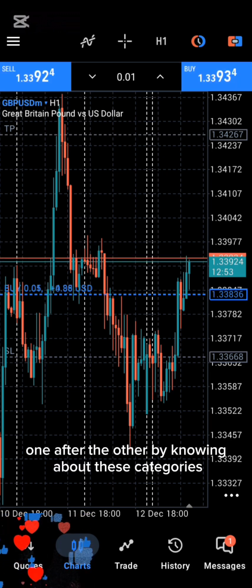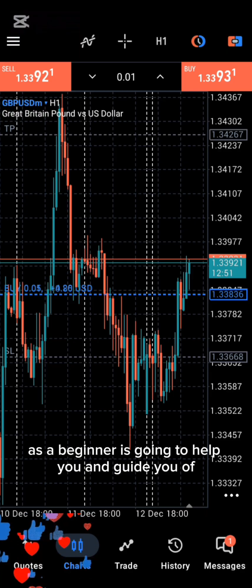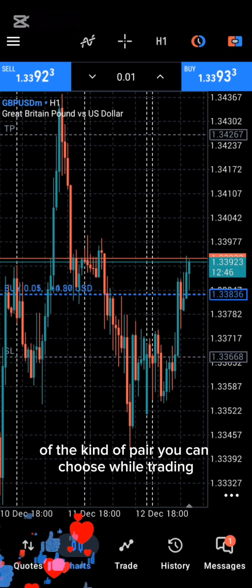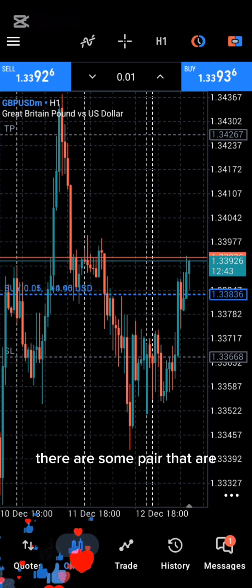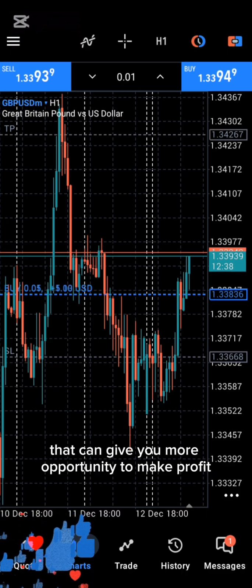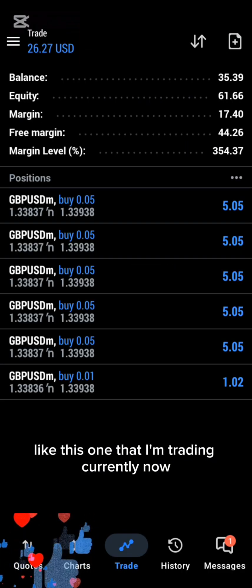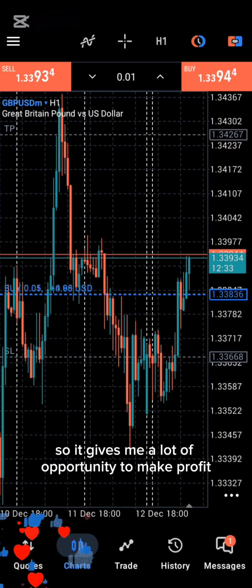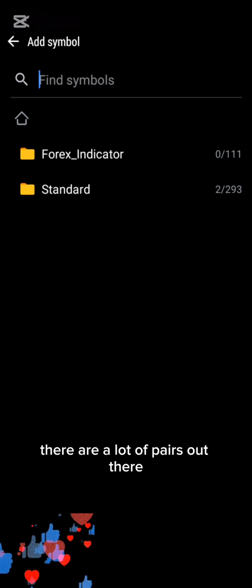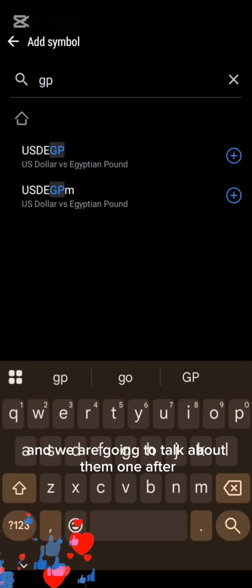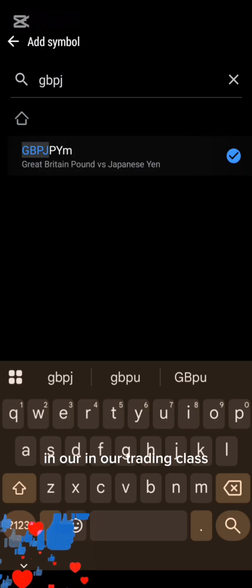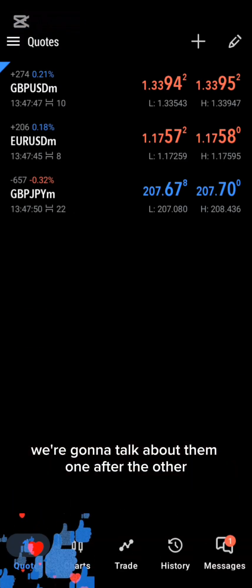We are going to talk about each of these categories one after the other. Knowing about these categories as a beginner is going to guide you on the kind of pair you can choose while trading. There are some pairs that are very good in trading, that can give you more opportunity to make profit, like this one that I'm trading currently. There are a lot of pairs out there, and we are going to talk about them one after the other today in our trading class.